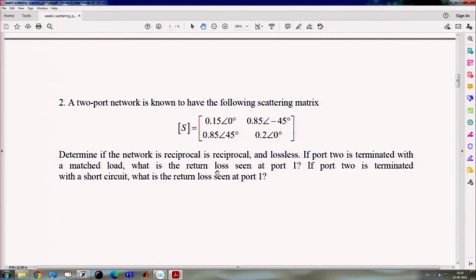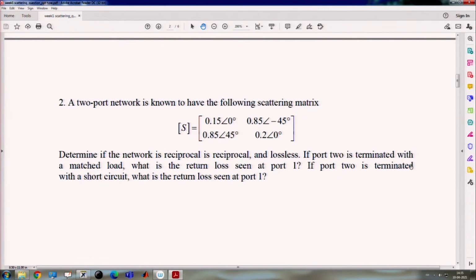So, in this case we have 3 questions. First, the S parameters are given. After that we have to see whether this network is reciprocal or not. That is the first part. In the next part, if the two port is terminated with a match load, it is also a two-port problem. So, if port 2 is terminated with a match load, then what is the return loss seen at port 1?